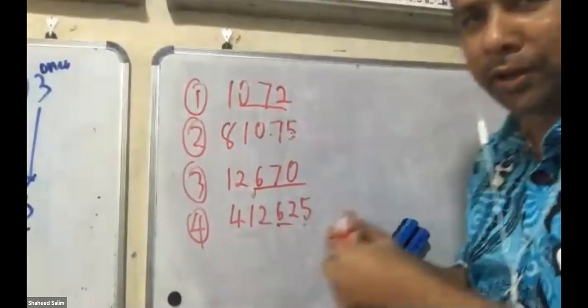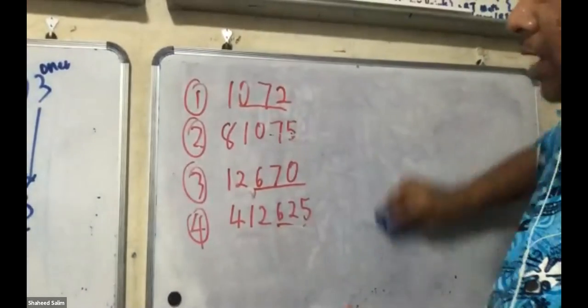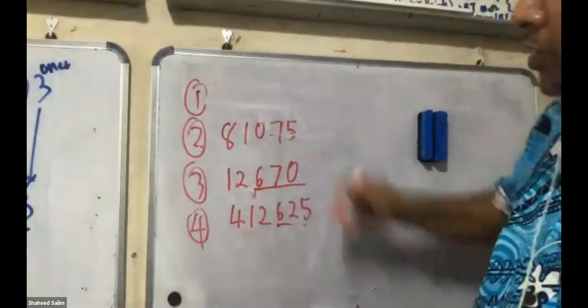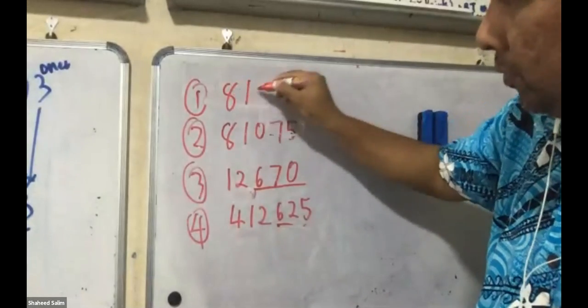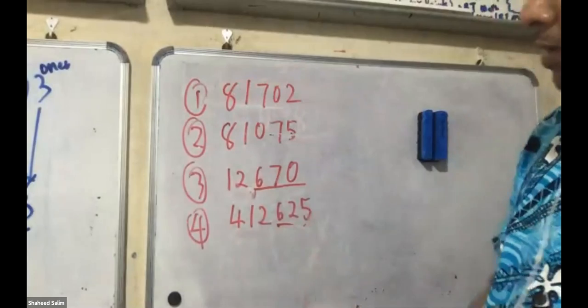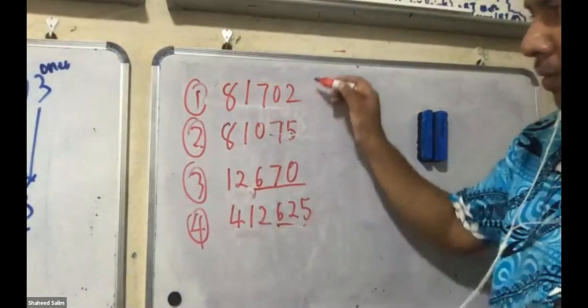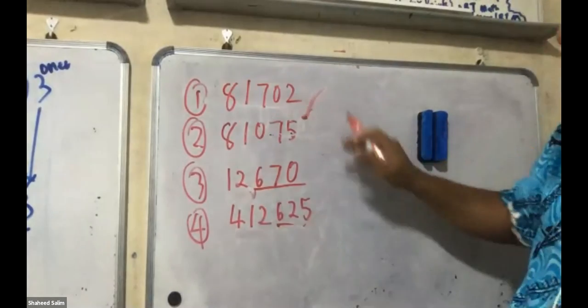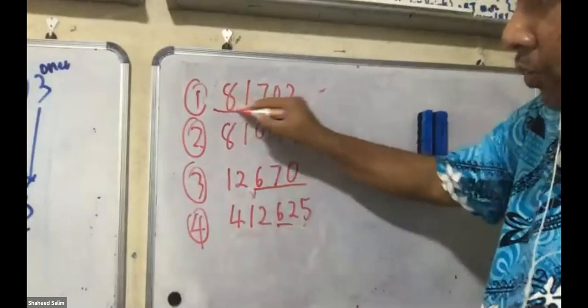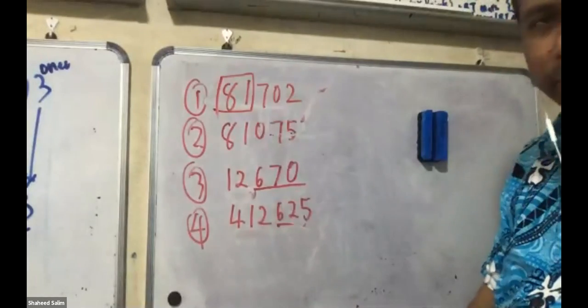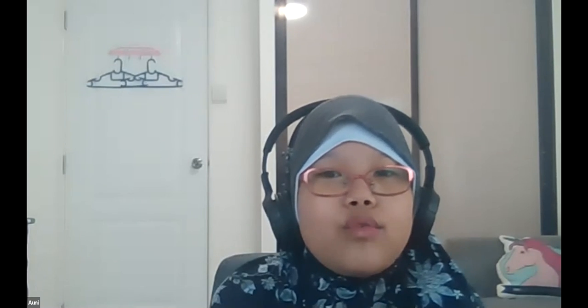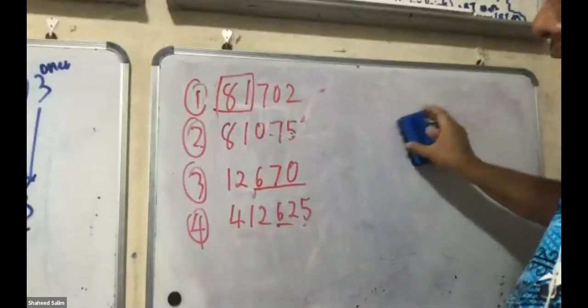You sure? Okay, we'll test you one by one now. We start with Auni again. Auni, what number is this? First one. You can do it. 80,000. Look, read the whole thing now. How many thousand? 81,000. 81,702. Well done.